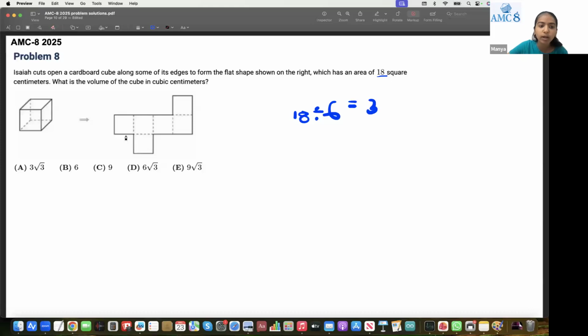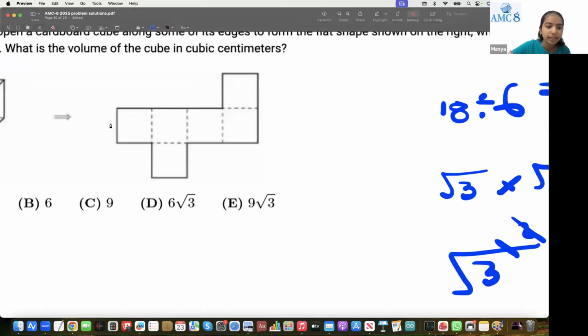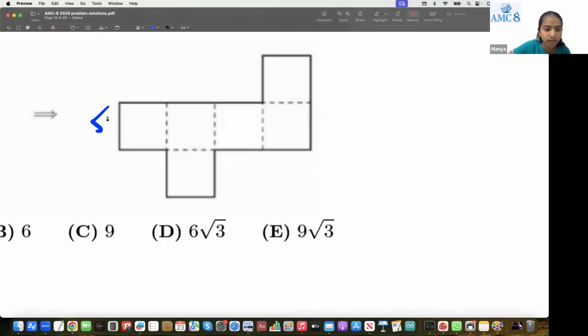But what is the side length? Well, we know that the square root of 3 times the square root of 3 would just give us 3, since the square and the square root cancel out, looking something like the square root of 3 squared, giving us just 3. So we know that the side length is equal to the square root of 3.